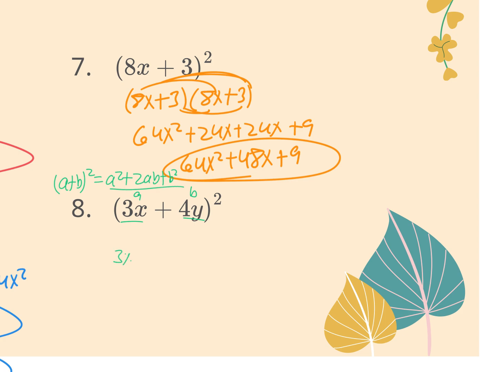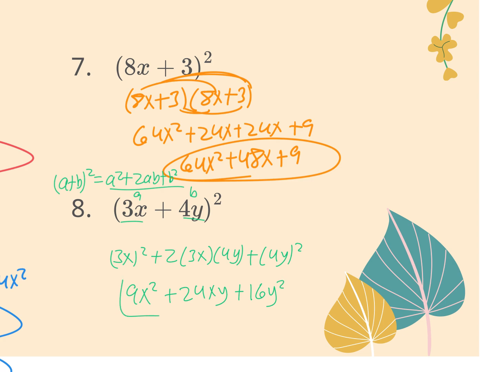And so we would end up with (3x) squared plus 2 times ab, so 2 times 3x times 4y, plus (4y) squared. Again, you don't have to do this. You can just keep foiling it if that's what you prefer. But I'll just show you the special product in this one. Simplifying would get you 9x squared. 2 times 3x is 6x, times 4y is 24xy. And then (4y) squared is 4y times 4y, so 16y squared. And that would get you your answer for this one.